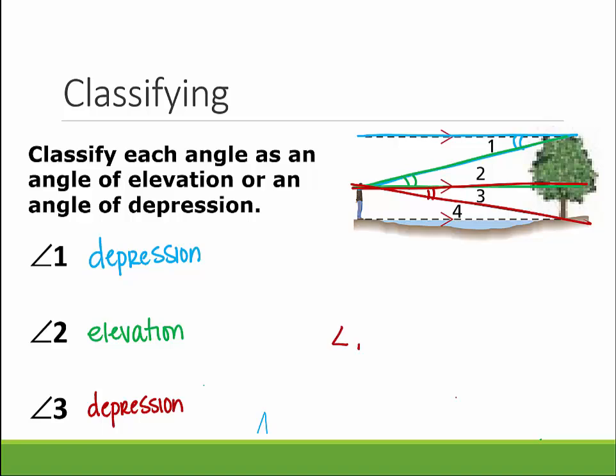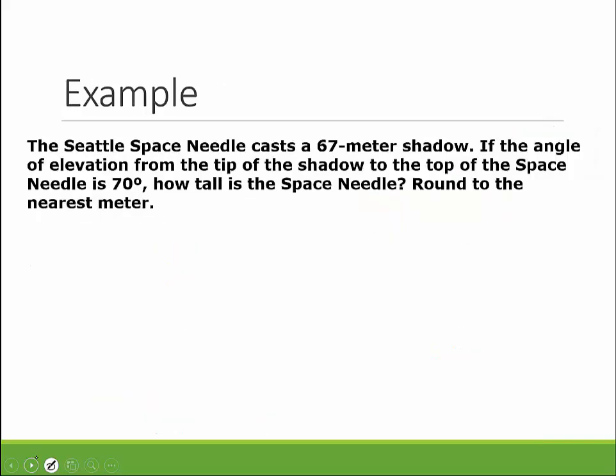And I know it's not on here, but if we look at angle 4, my original line of sight, again, is this horizontal one right here. So I'm looking up. So this angle right here has to be elevation as well. So let's do some problems.